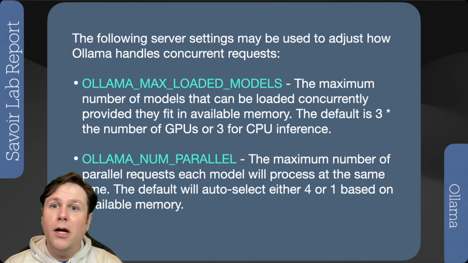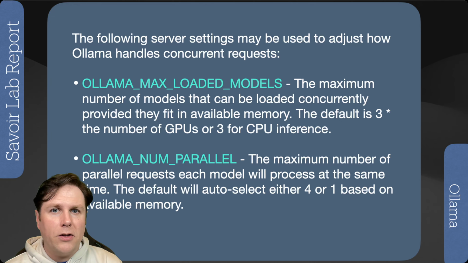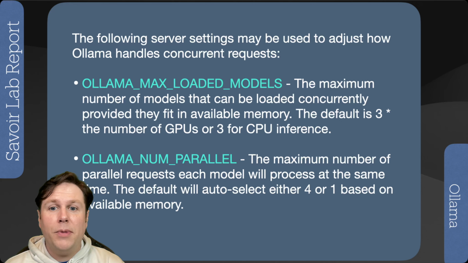Speaking of runners, we can set the number of parallel runners that can be used by the system. By default, Ollama will pick either 1 or 4 runners. It'll use 4 runners when it sees you have plenty of system resources available for it. In our case, we're going to be pushing way past that value.